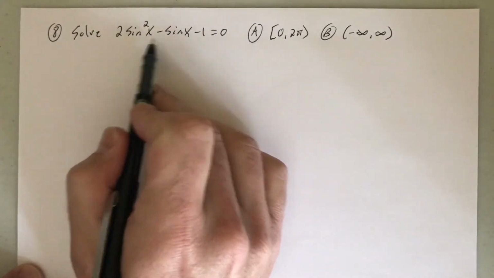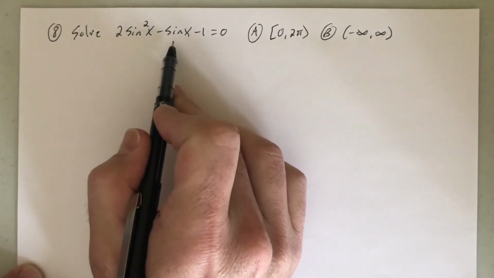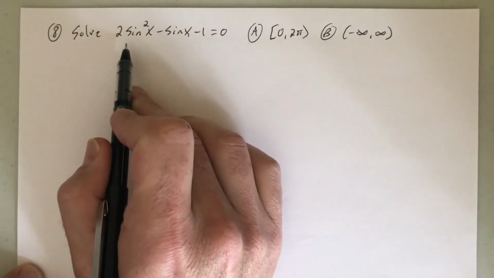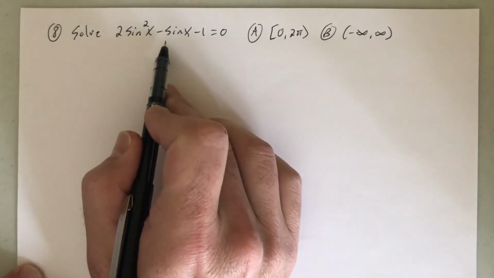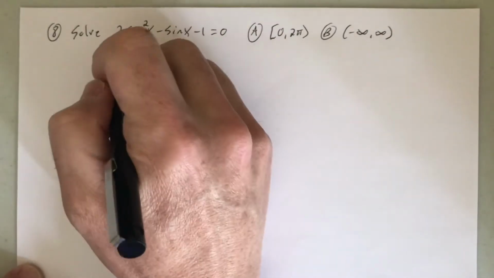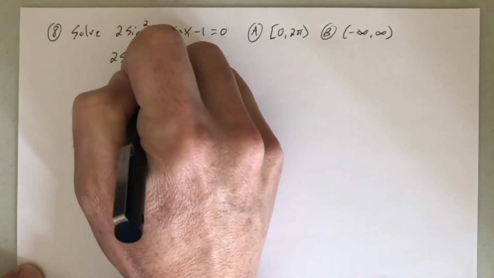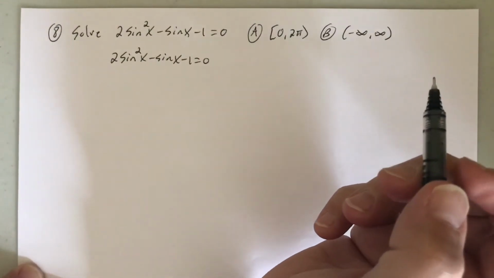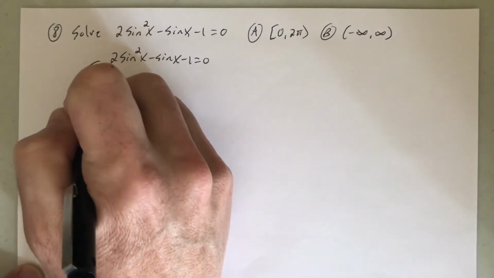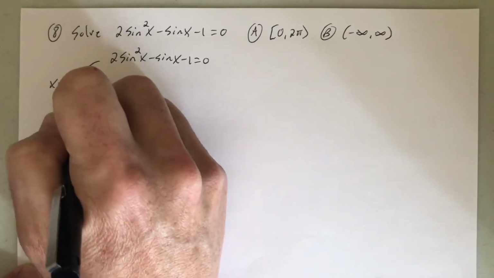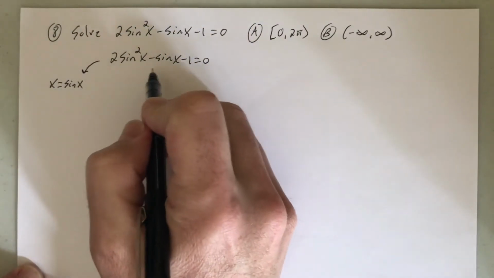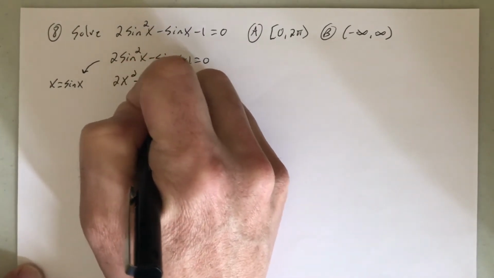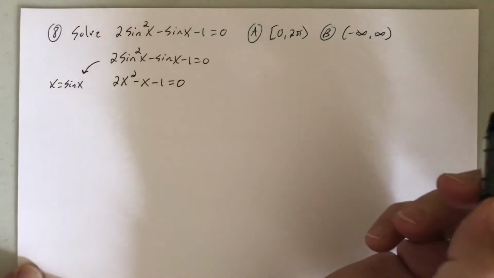When you look at this, hopefully you see that it kind of resembles a quadratic. And if that's the case, hopefully we can factor it, and that's exactly what we're going to wind up doing. So now you have an option. You can factor it just the way it is, including the sine function, if you recognize it. Or we can do a little substitution. I can say that x is equal to sine x. So basically I'm going to replace all of the sine x's with an x. That gives me 2x squared minus x minus 1 is equal to 0.